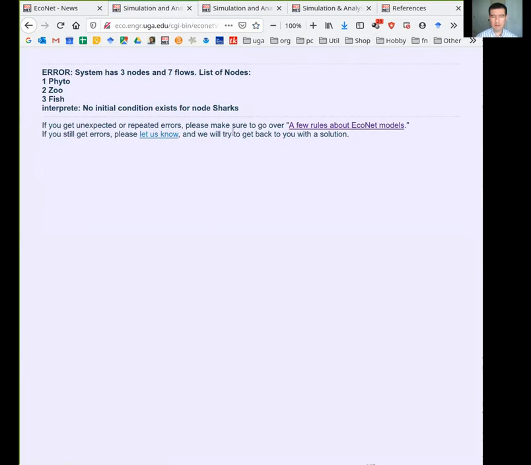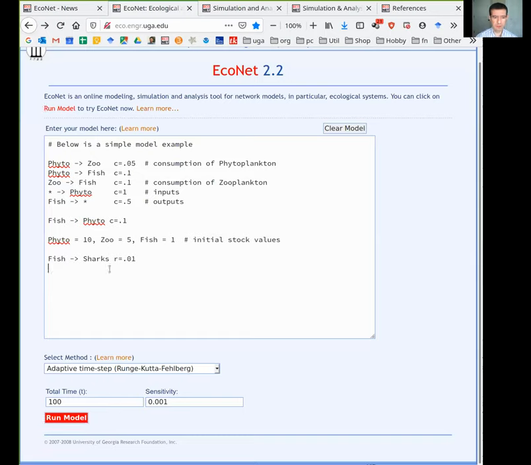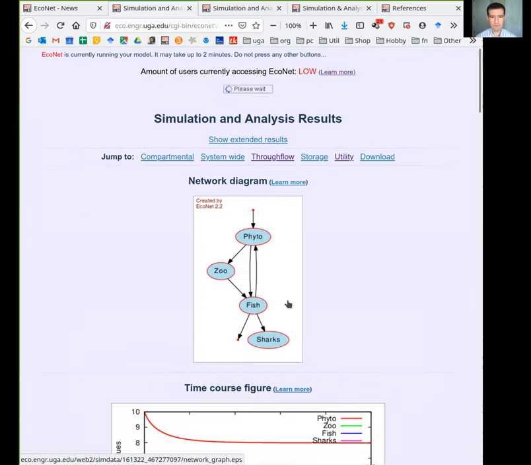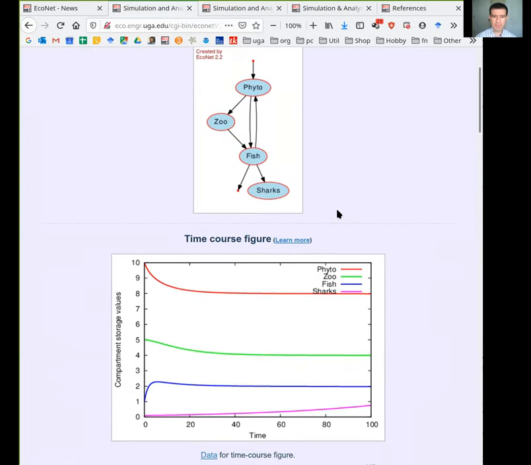it's going to complain. It basically tells me that no initial condition exists for sharks. And that's true, right? It has to have an initial amount of sharks in it to be able to simulate. So you will often get meaningful messages from Econet like that. So again, this is some population density, and I'm not going to make it too much. Right, so let's see what happens now. Okay, now it did run, right? And I have a sharks compartment right now.